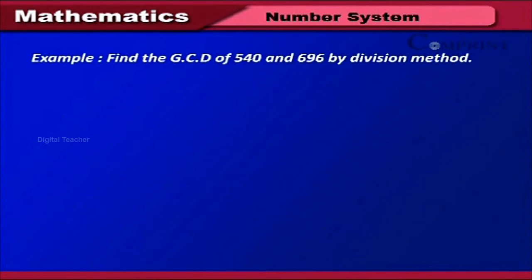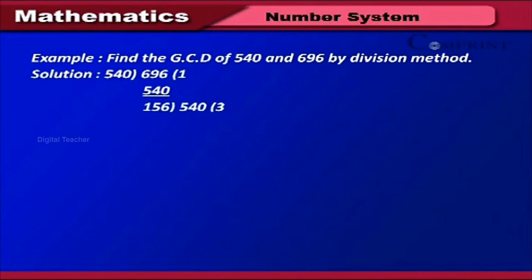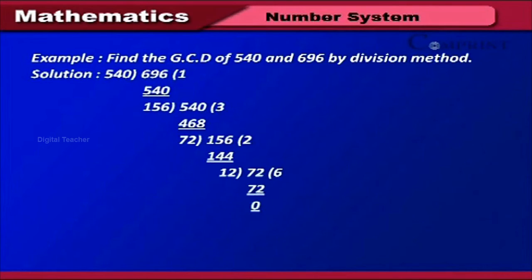Find the GCD of 540 and 696 by division method. Let us divide 696 by 540. We get the remainder 156. Again divide 540 with 156. We get 72 as remainder. And again divide 156 with 72. We get 12. So GCD of 540 and 696 is 12.